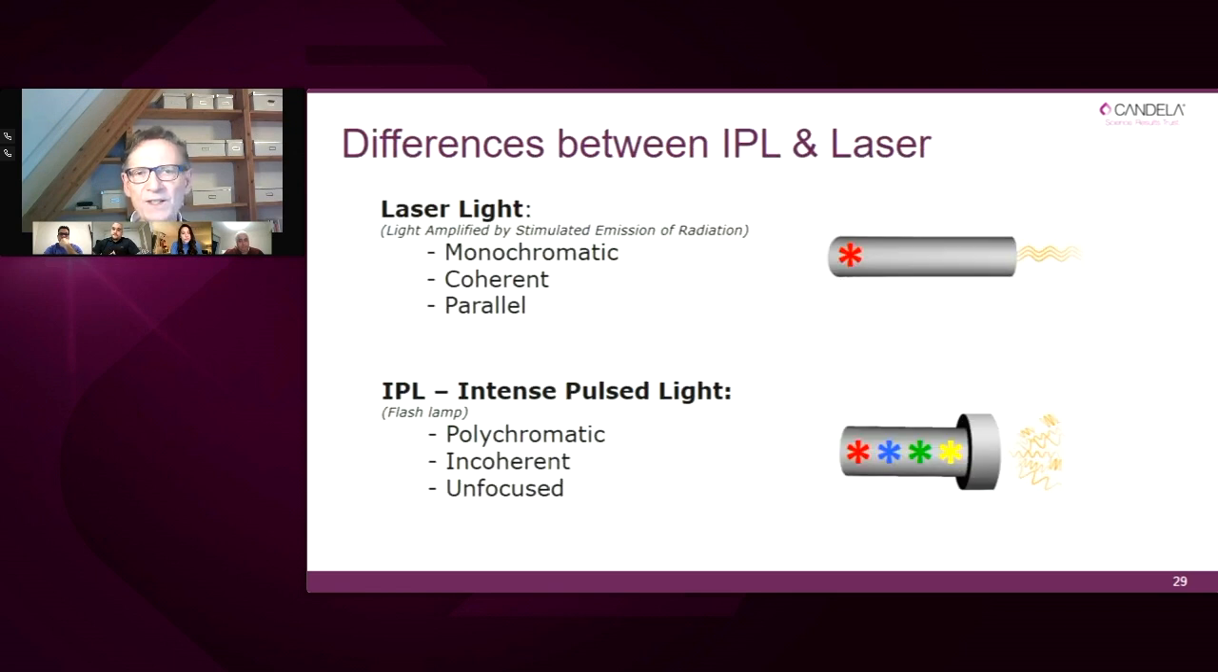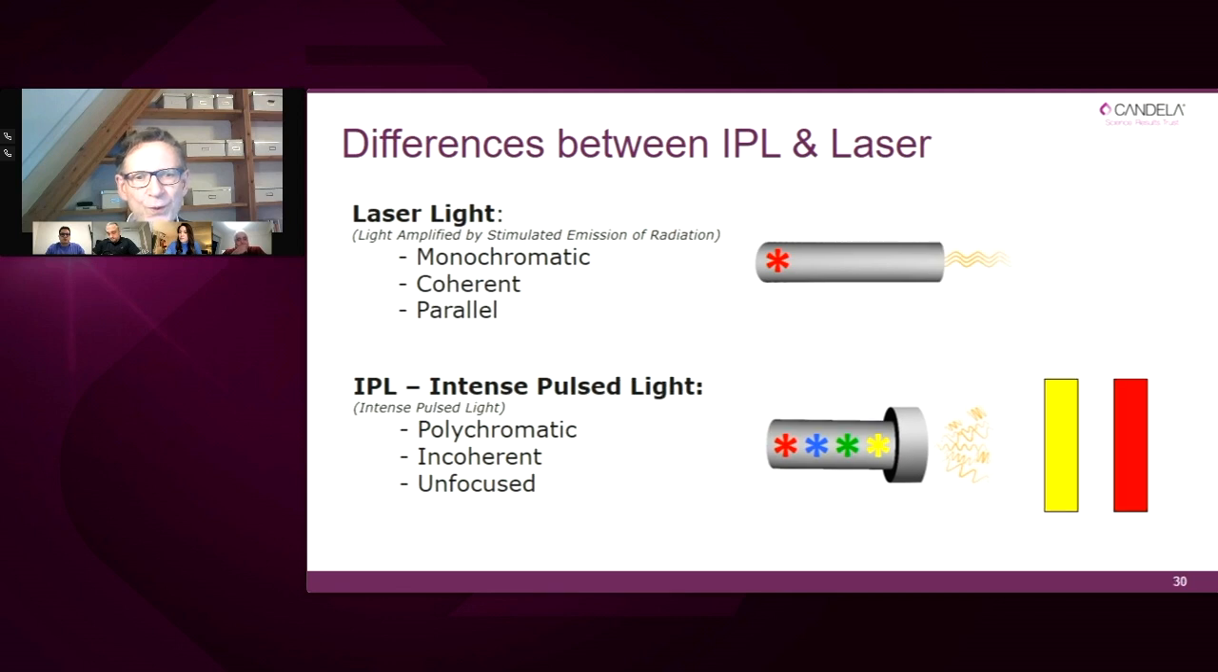A little bit about the technology. Laser light is monochromatic, it's coherent, and it's parallel, while the IPL light is a polychromatic light source. The light is incoherent and it's unfocused. That means that we need to put a couple of filters in front of it in order to reach the chromophores that we want to treat in the skin.